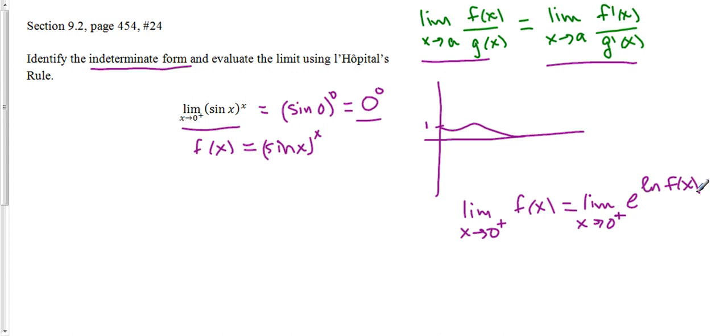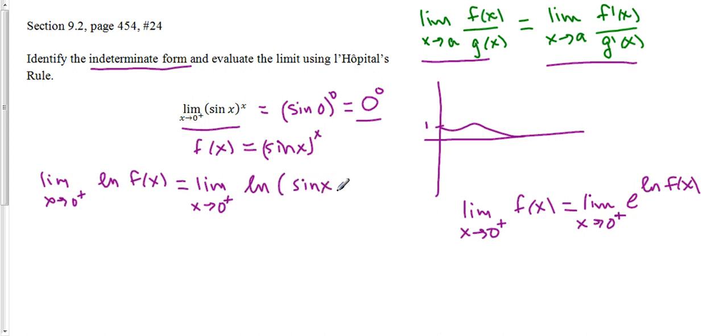So if I can take a side trip and figure out what the limit as x goes to 0 from the positive side is of the natural log of f of x, then I can use that to solve my real problem. So let's do this. I'm still going to have the limit as x goes to 0 from the positive side, and I'm just going to substitute in for f of x. So I'm going to have sine x to the x.